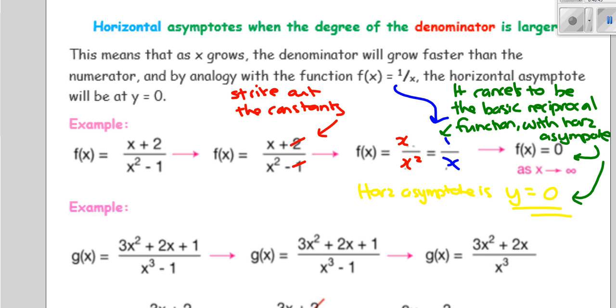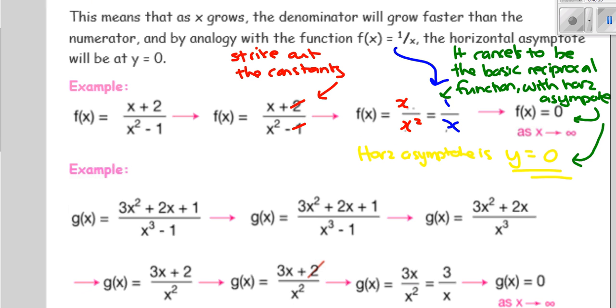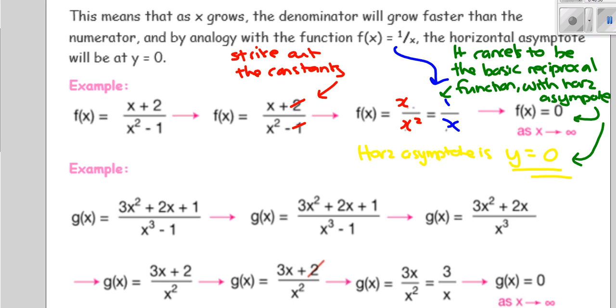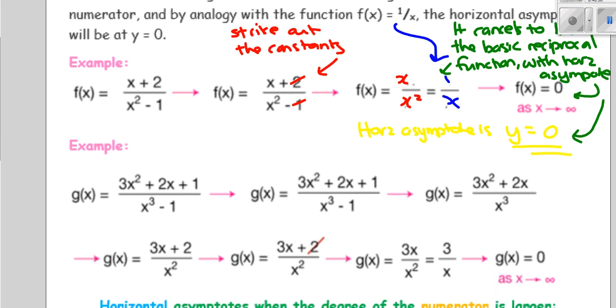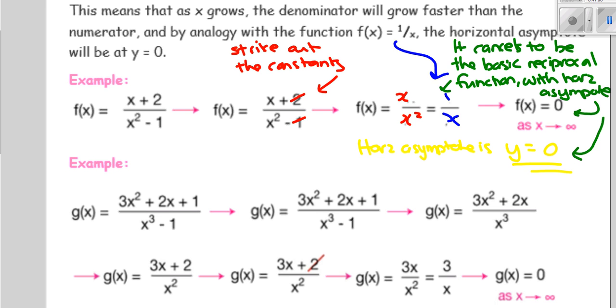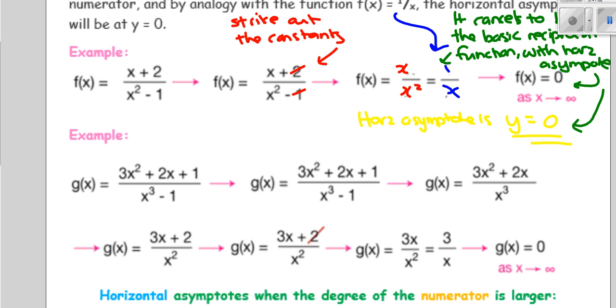Okay, I think I've got the homework. Yeah, it's this one. And we've got a slightly more complicated one down below too. It cancels to be the basic reciprocal function. That one too.